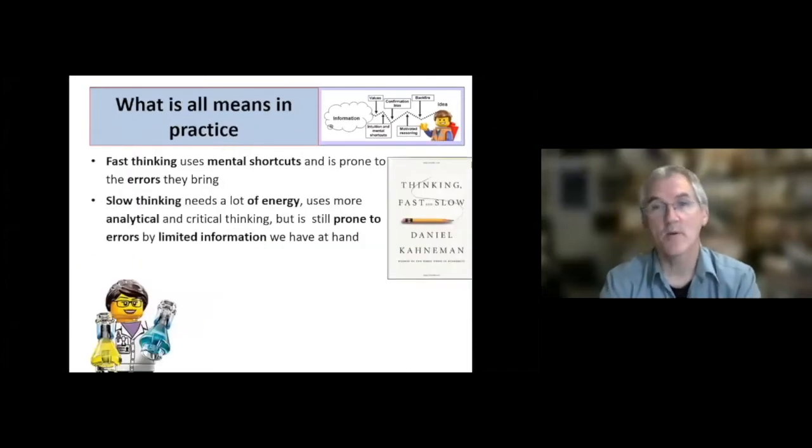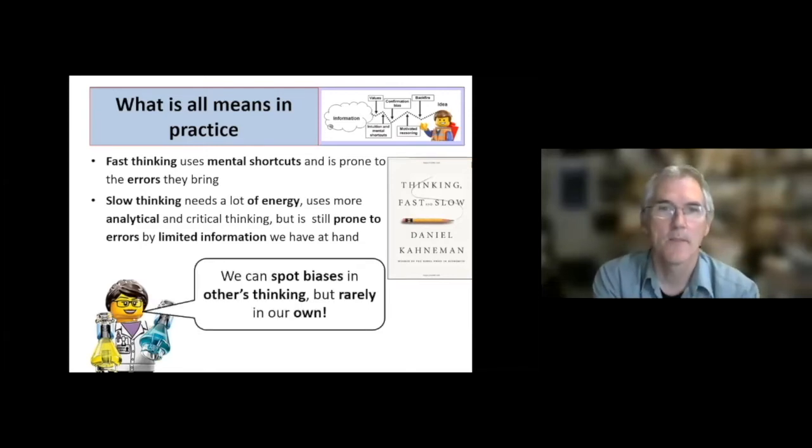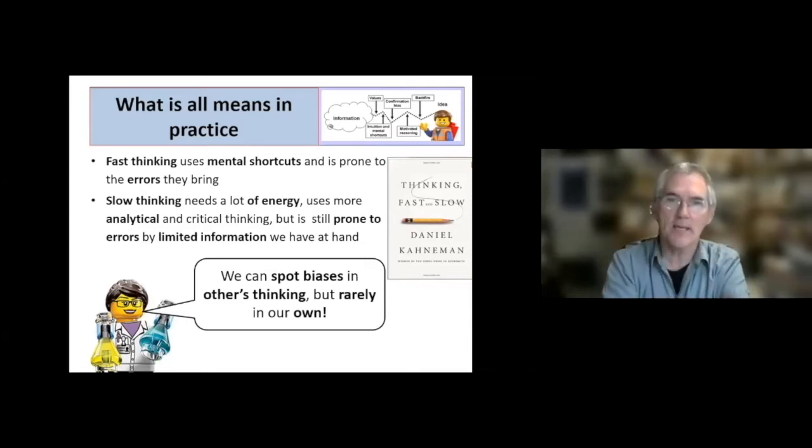Now, some of you might be familiar with Daniel Kahneman, Nobel Prize winning economist, and his book, Thinking, Fast and Slow. He talks about using mental shortcuts as fast thinking. We use very quick mental shortcuts and stereotypes to think. Fast thinking is prone to a lot of errors, but it uses a lot less energy. And our brain's basically pretty lazy. It doesn't like using a lot of energy because our brain uses a lot of energy. Slow thinking is very hard work, uses more analytical and critical thinking, still prone to some errors because of limited information, but our brains have a preference for fast thinking. He also points out in his book that we can easily spot biases in other people's thinking, but rarely spot them in our own.